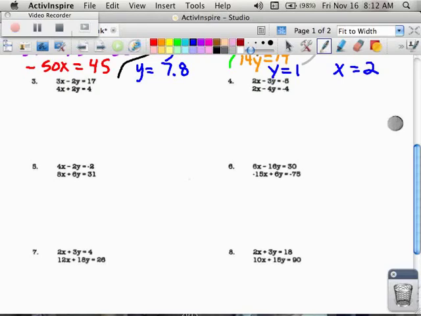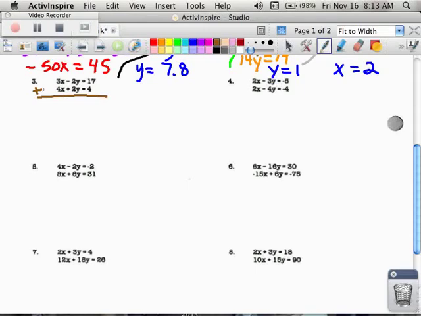So as I look at number 2, I notice that the y's are negative 2y and positive 2y. Wow, they're already the same and they're opposite. So right away, what I can do is I can look at those and go, hey, let's add those two equations together.